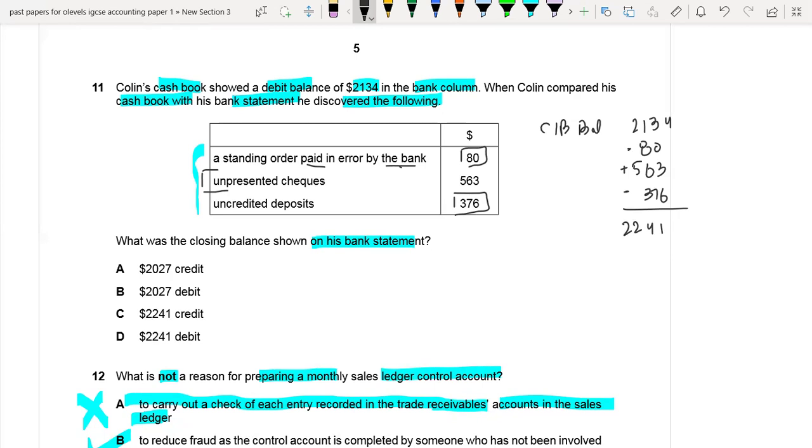So we know that in the bank statement, if we have the plus, it means if we have the debit balance, for the bank it would be a carried balance. So that's why we are writing carried in front of this. So 2241 carried, C option is the right option.